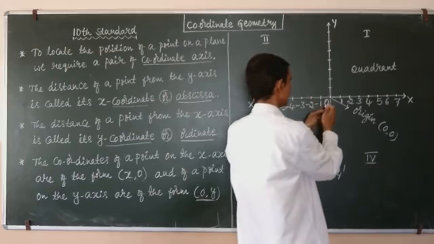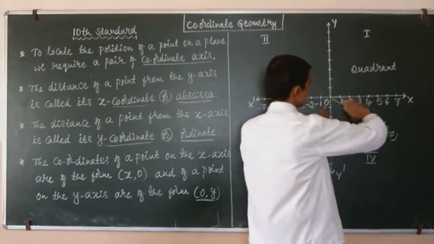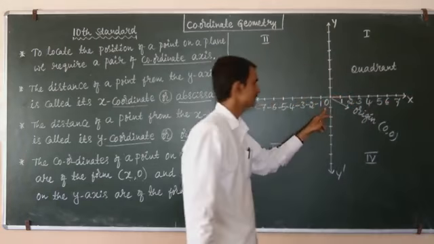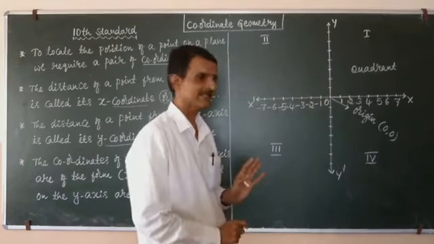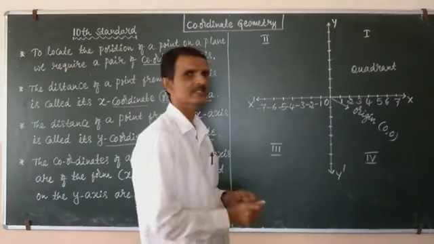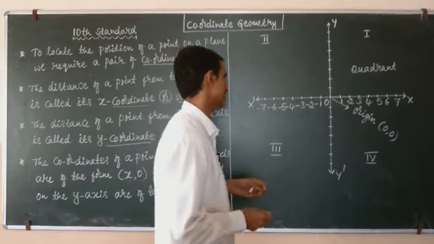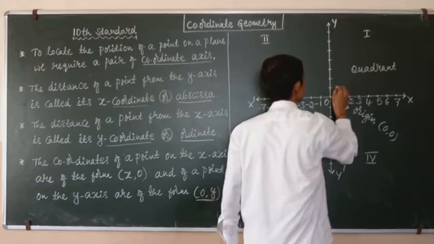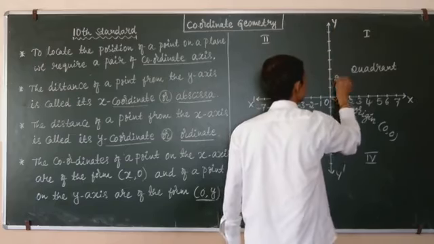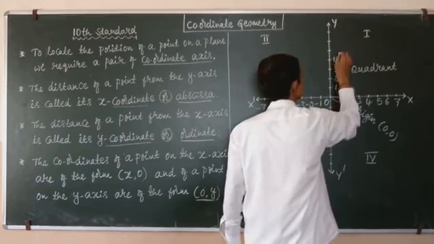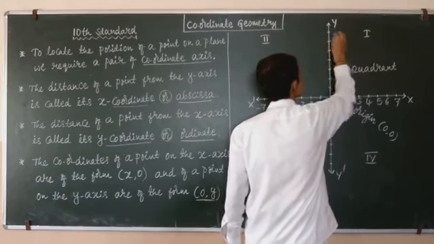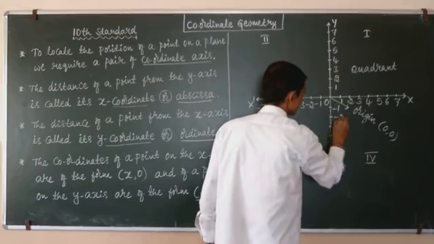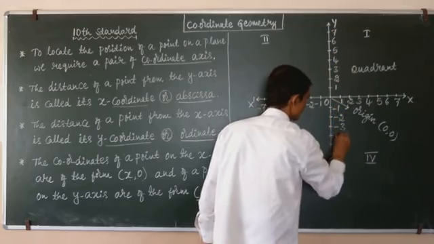In a number line, the numbers after 0 to the right side are positive integers, and to the left side of 0 they are negative integers. Similarly, in this part they are positive: 3, 4, 5, 6, 7. Similarly, below they are negative integers.